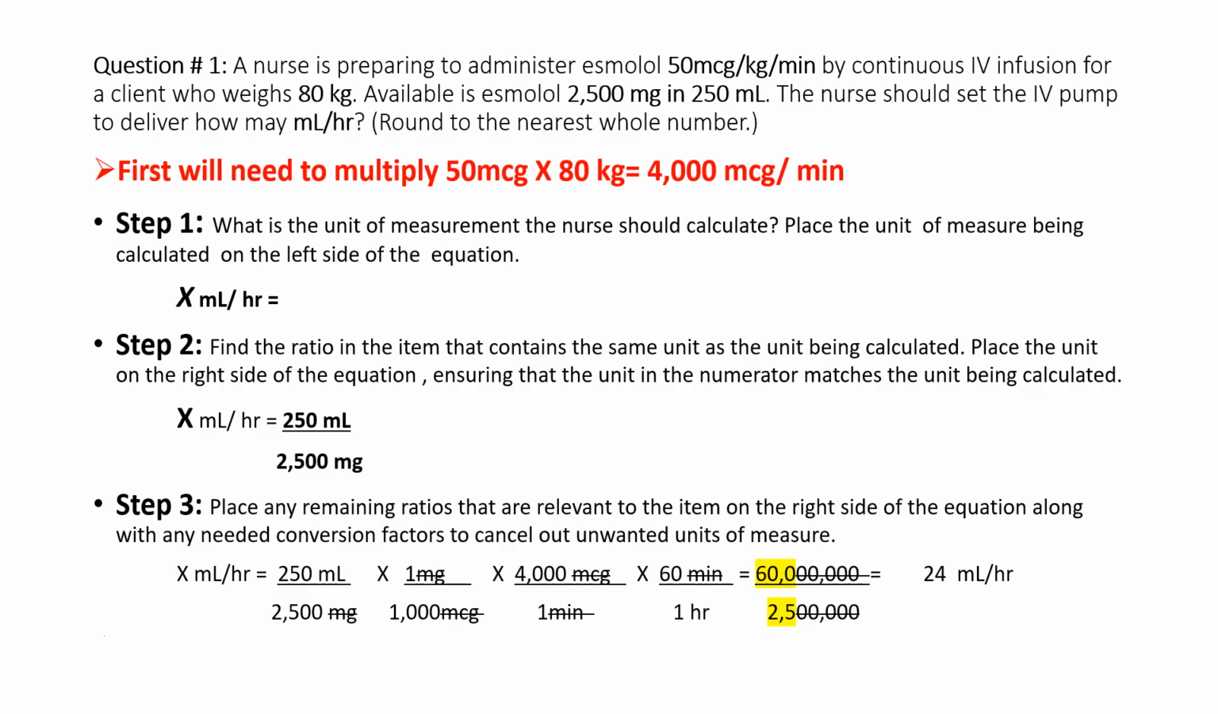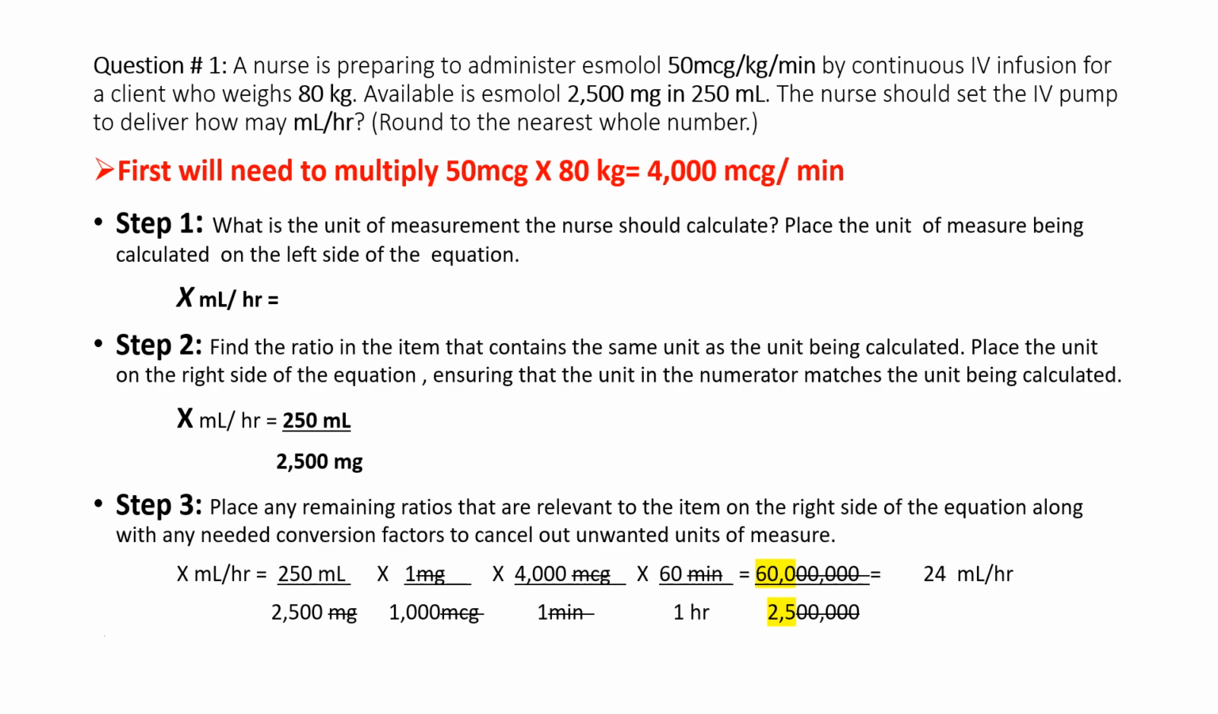So I'm already crossing off the milligrams. You already see that. I'm crossing off the micrograms, and I'm crossing off the minutes. And now we are left with the mLs and the hours. So we can solve for X. So the next step is, you really want to multiply the numerators and the denominators. So the numerators, you want to multiply all the numerators on top there.